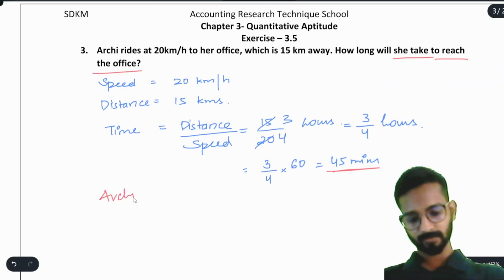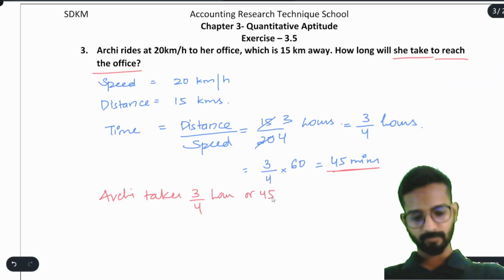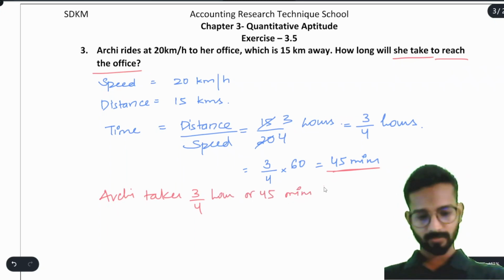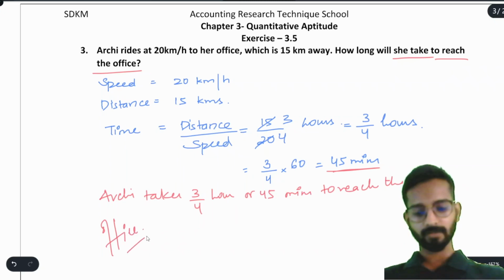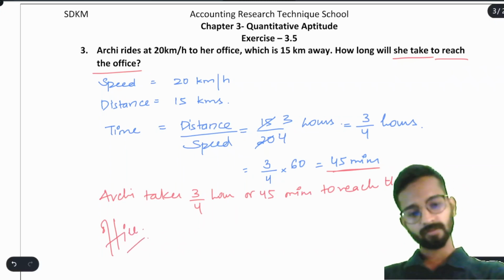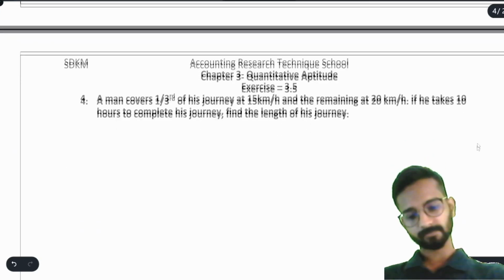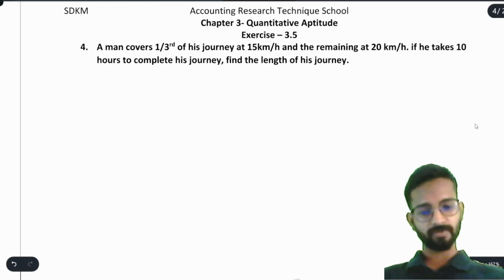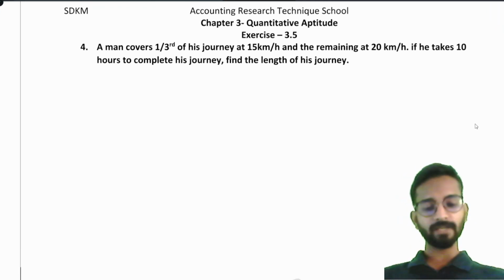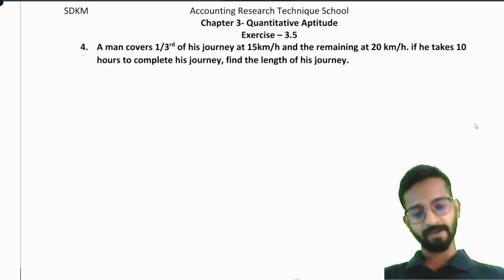Archie takes 3 by 4 hours or 45 minutes to reach the office. Simple enough? Now, the next question we have here. A man covers 1 by 3rd of his journey at 15 kilometers per hour, okay, and the remaining at 20 kilometers per hour. Fair enough. If he takes 10 hours to complete his journey, find the length of the journey.